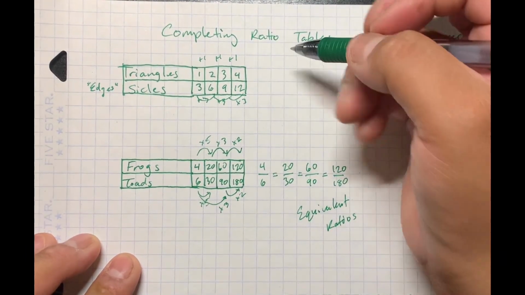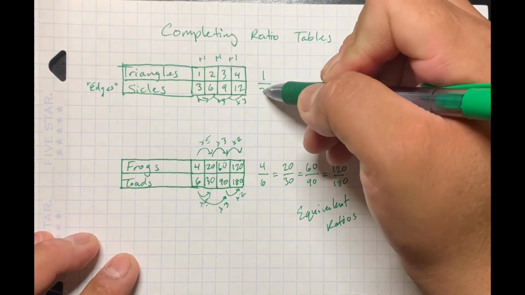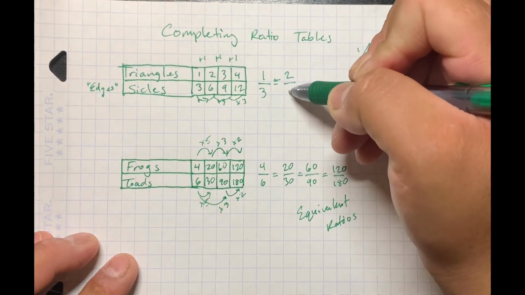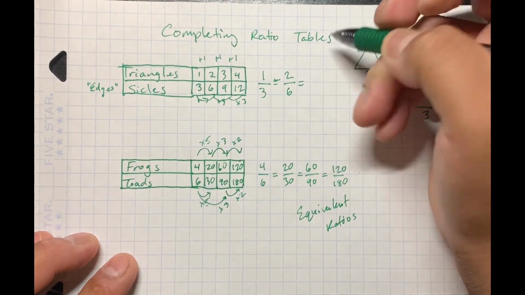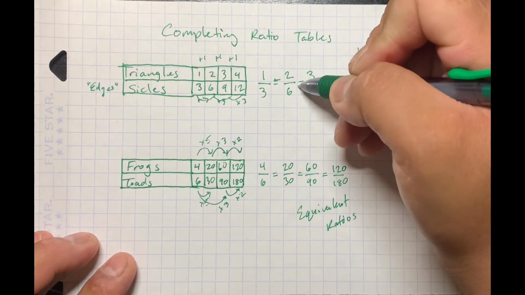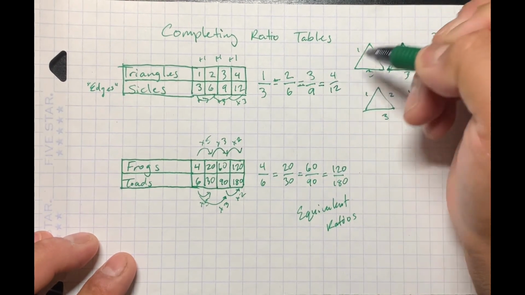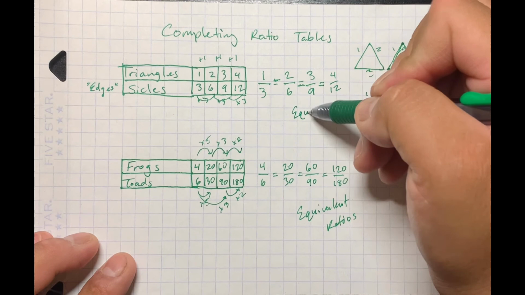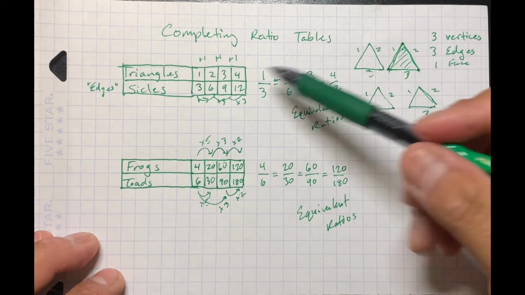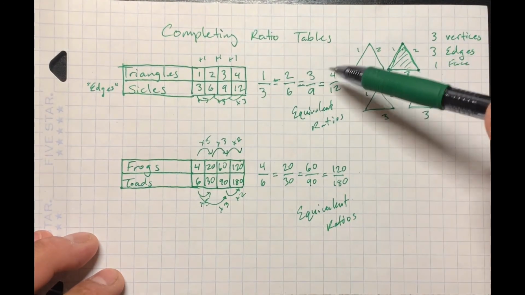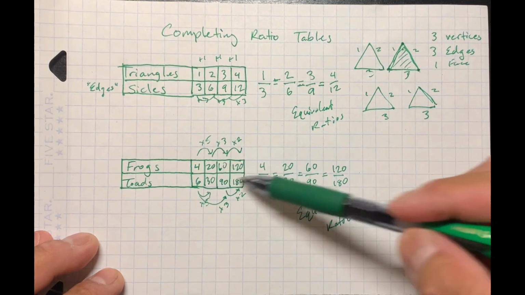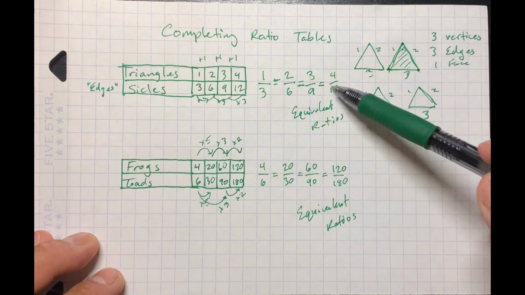Same thing up above. We have 1 triangle to 3 edges or 3 sides. So we have 2 triangles to 6 edges or 6 sides. 3 triangles to 9 sides. And that's equivalent to 4 triangles to 12 sides. Again, these are also equivalent ratios because they compare 2 quantities that have the same value. Okay, same thing for the frogs to toads. You have 2 quantities that compare the same values. So these are all of equal measure.